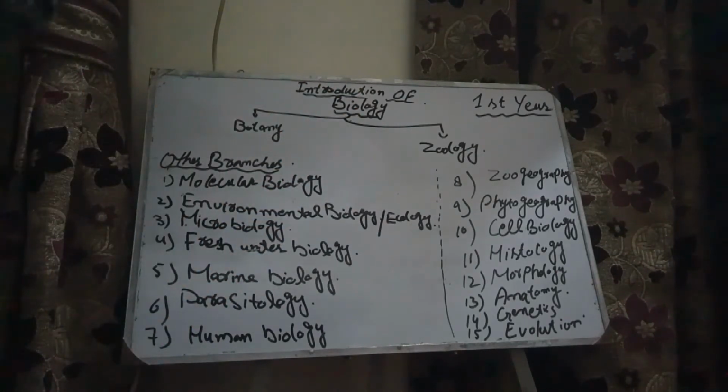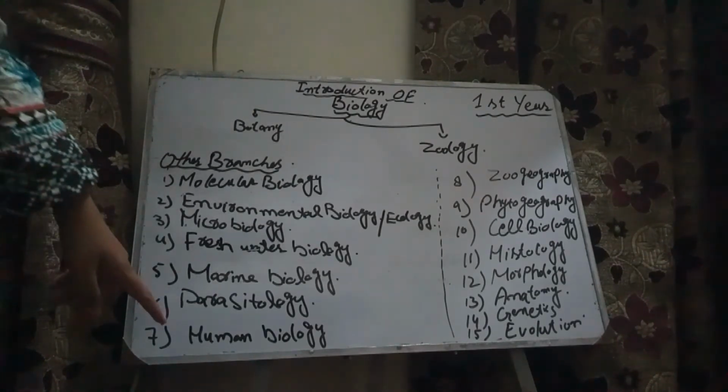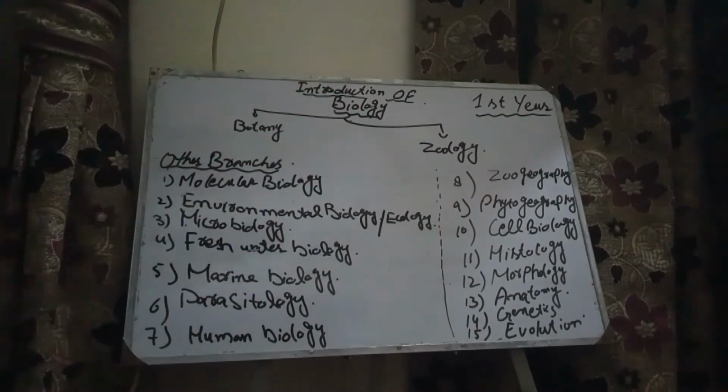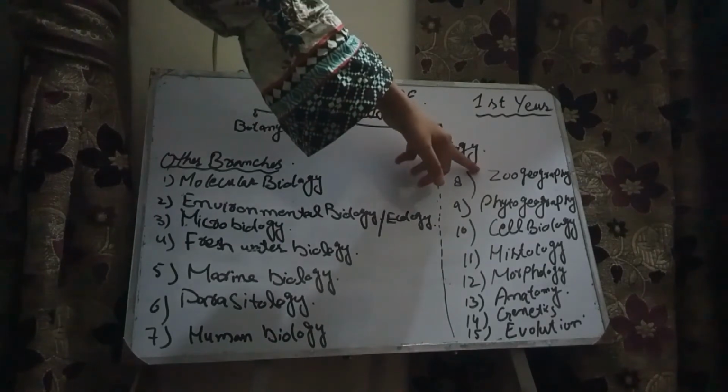Next is human biology. In human biology we study about man. It includes form, structure, function, cell histology, anatomy, morphology, its evolution, where it has originated from, and its genetics, which characteristics pass from ancestors to descendants. So all these are studied in human biology.